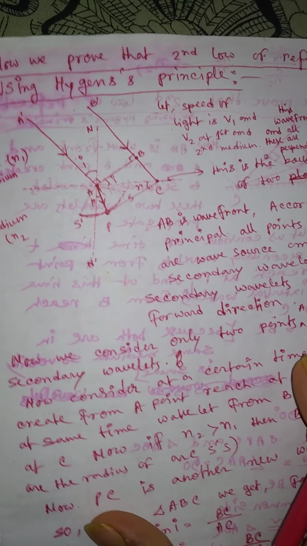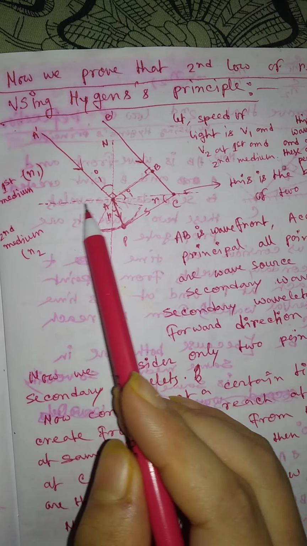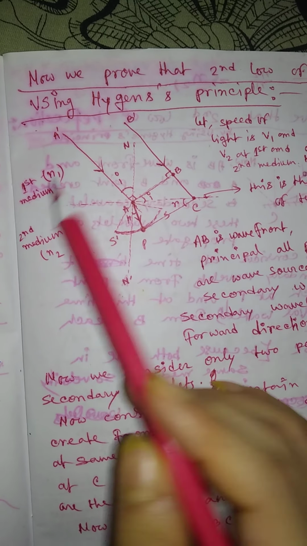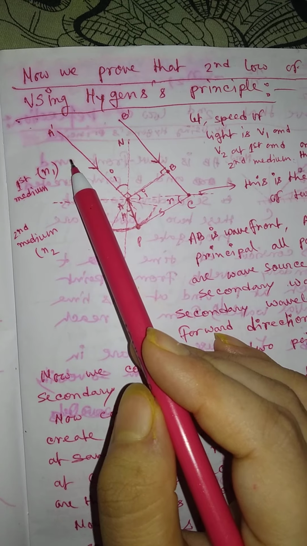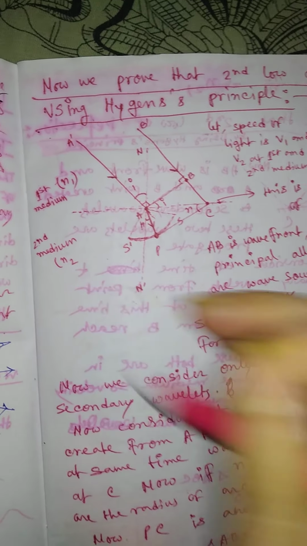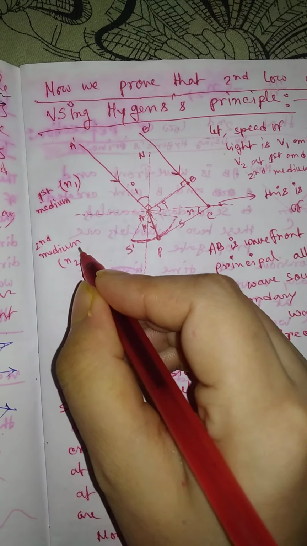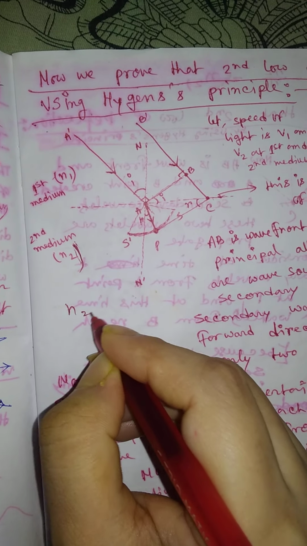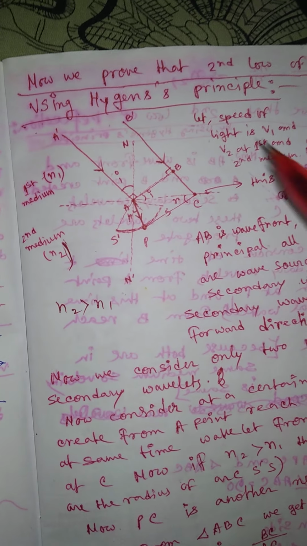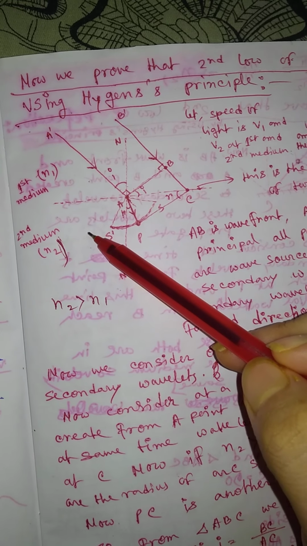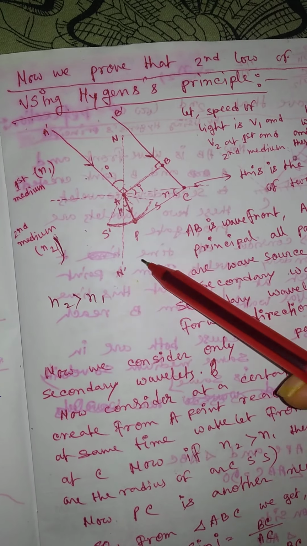Just look at this picture. This is the boundary. Here we assume that the absolute refractive index of this medium is n1 and the absolute refractive index of this medium is n2. We also assume that n2 is greater than n1. That means this is the rarer medium and this is the denser medium. That means light travels from rarer to denser medium.